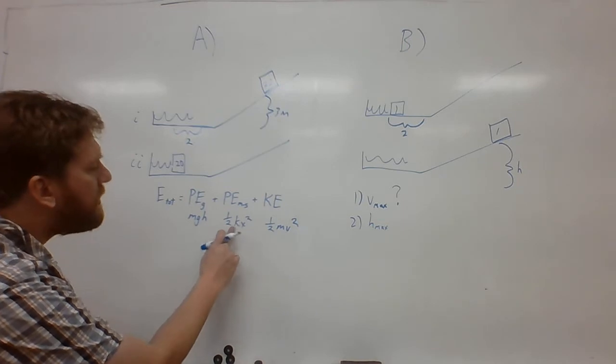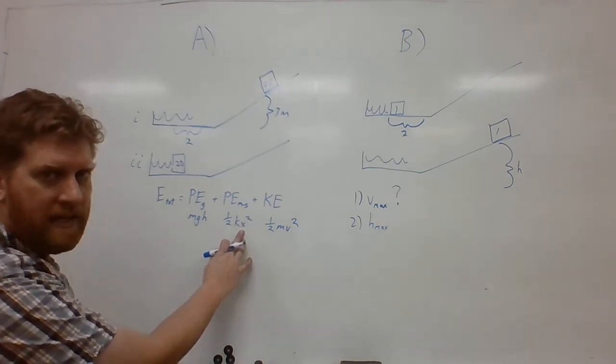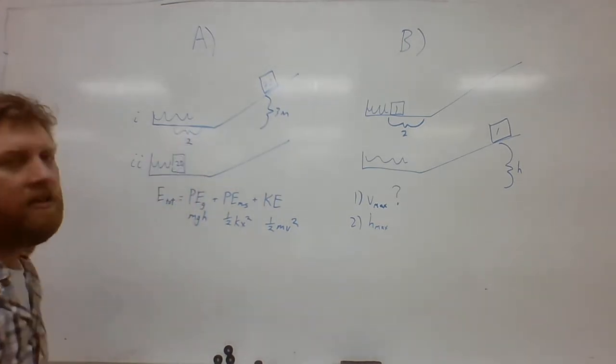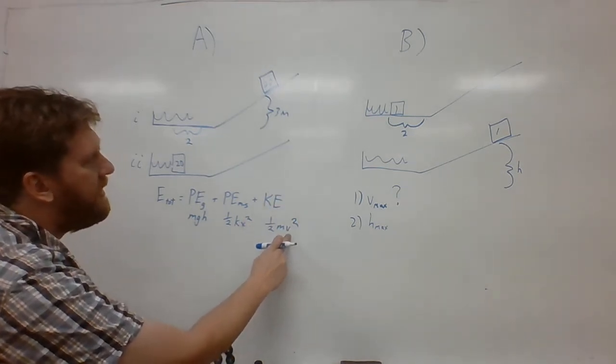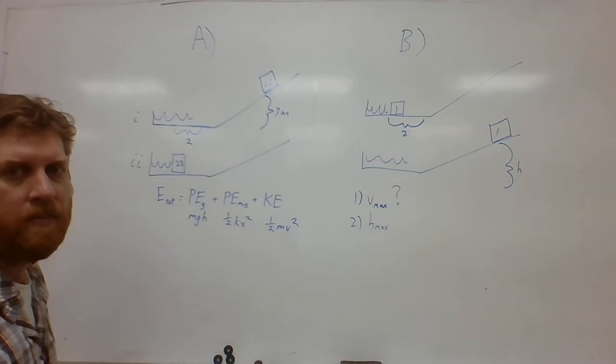Potential energy of the mass spring system, the indicator is x, which is the compression of my spring. Kinetic energy, the indicator is velocity, which is the velocity of my mass.